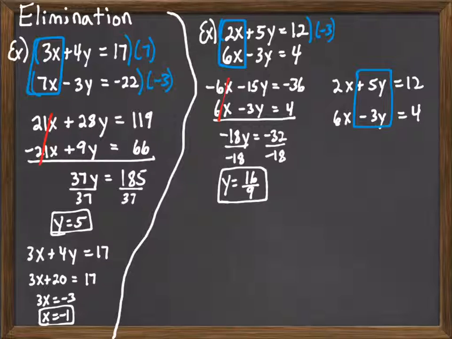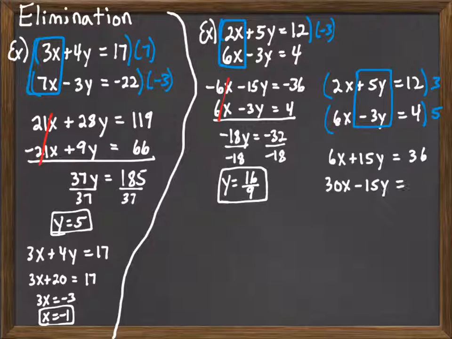To accomplish that, I would say, well, let's multiply my top equation by 3 and my bottom equation by 5. That way I can make the top one be a 15y and the bottom one be a negative 15y. Okay, and so we proceed and do just that. The top equation multiplying by 3 would be 6x plus 15y equals 36. The bottom equation multiplying by 5 would be 30x minus 15y equals 20. And then we can add down, the y's will cancel out.